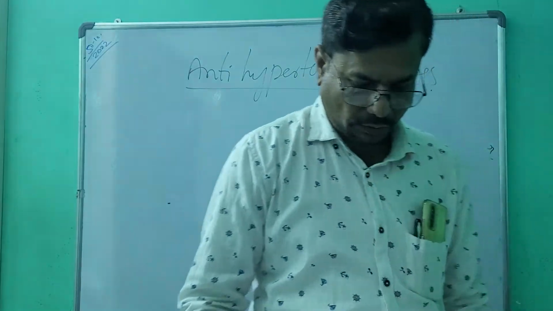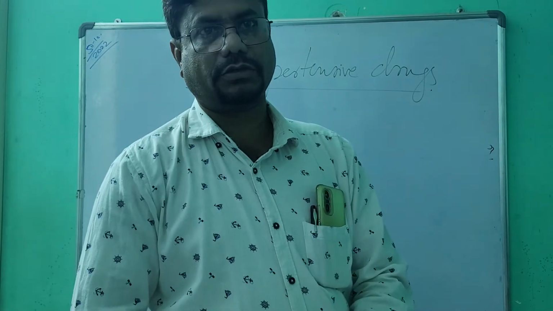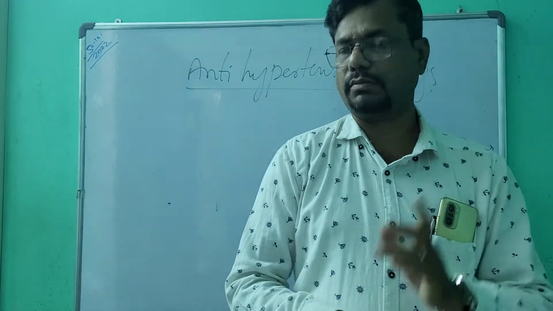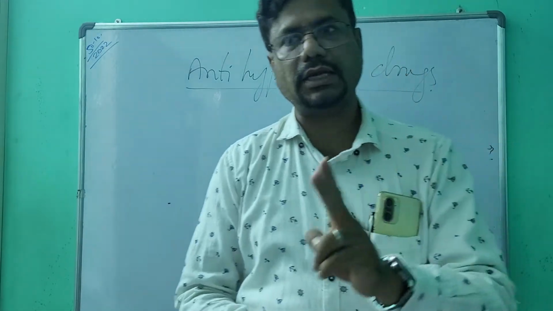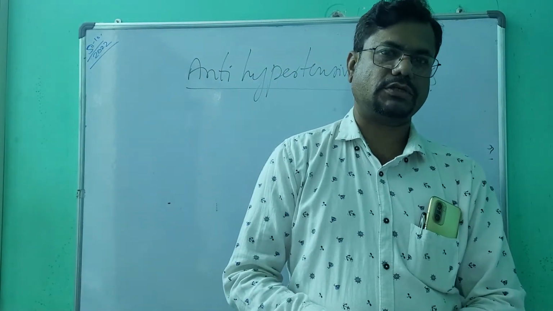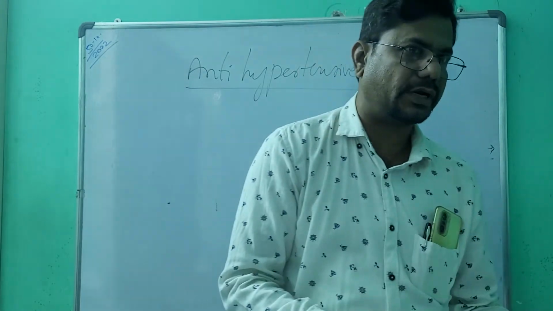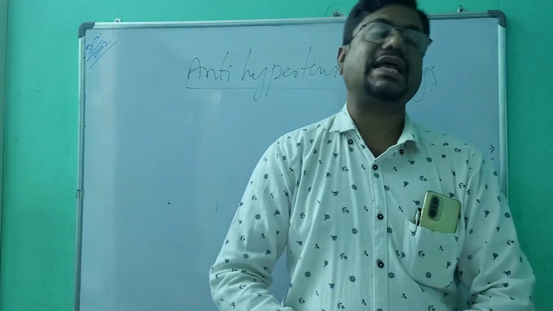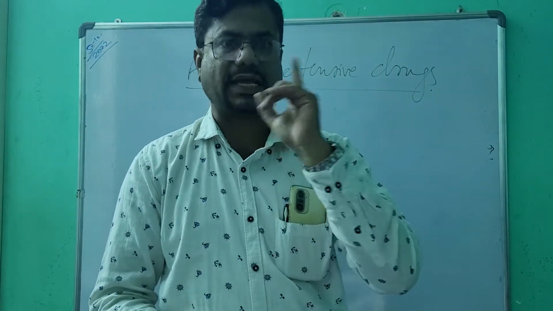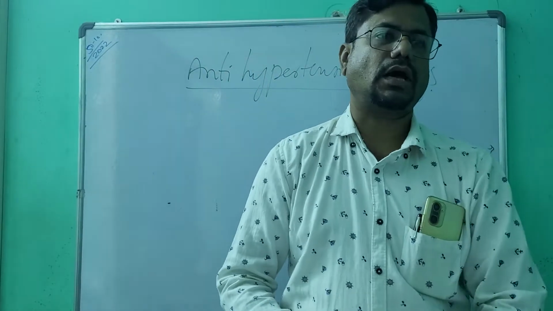Okay. Now we will see there are basically two types of hypertension. One is the primary hypertension, and another is the secondary hypertension. What do you mean by primary hypertension? Primary means the initial thing, right? It is also called essential hypertension, and it is also called idiopathic hypertension.